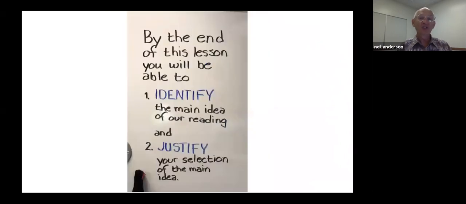With higher proficient students, I develop a little longer phrase here and tell them by the end of this lesson, you'll be able to, 1, identify the main idea of our reading, and 2, justify your selection of the main idea. So notice that with both of these examples, I've tried to provide 2 learning outcomes.